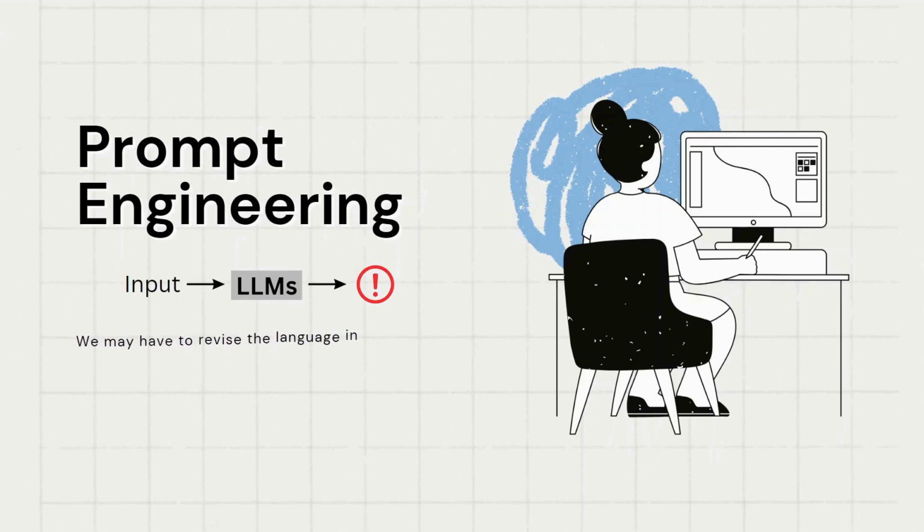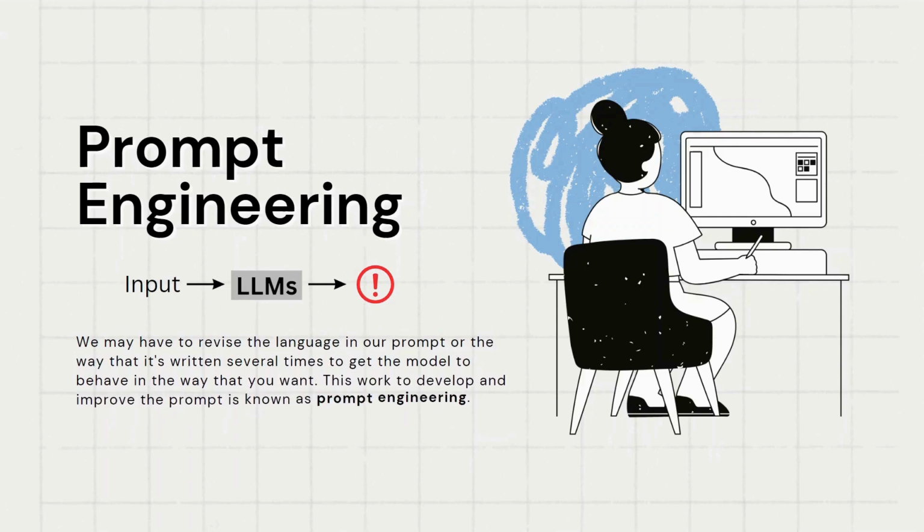So for that, what you can do is revise the language in the input or in the prompt, such that it's written several times to get the model to behave in the way that you want it to be. Now this work to develop and improve the prompt is known as prompt engineering.